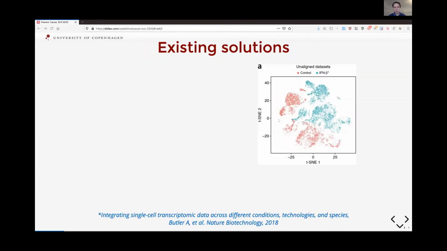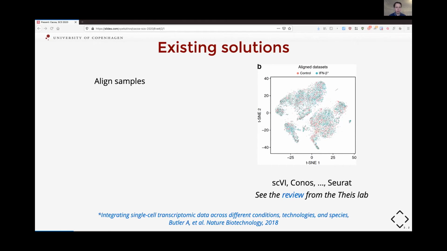What people currently do is they take some samples and put them in a joint space, and you can see that if you just put them in one space, you will see severe batch effect, because of course there is a difference between case and control. But different tools were developed to remove this batch effect, like Seurat, like Conos from our lab, like scVI. And so people align samples to remove batch effect.